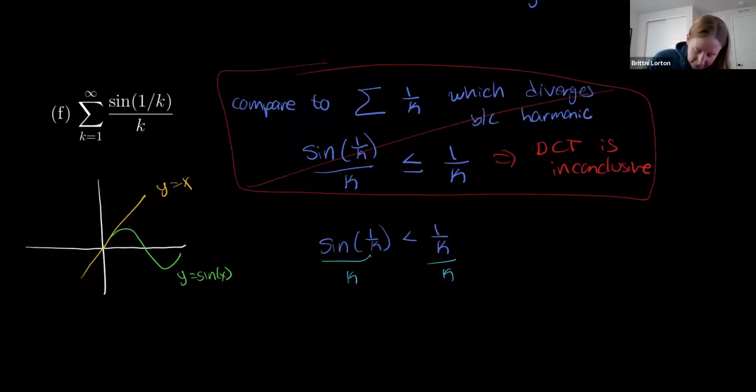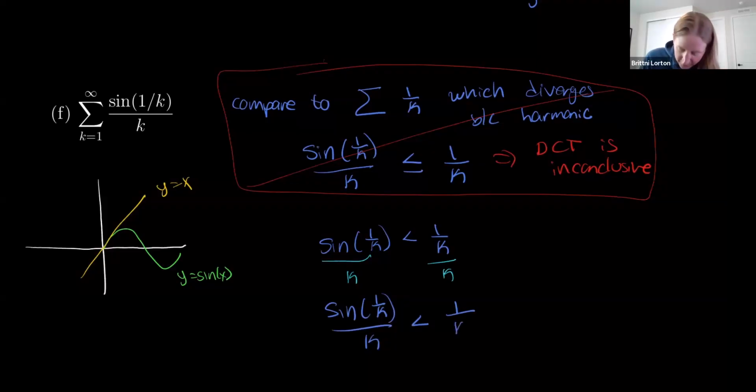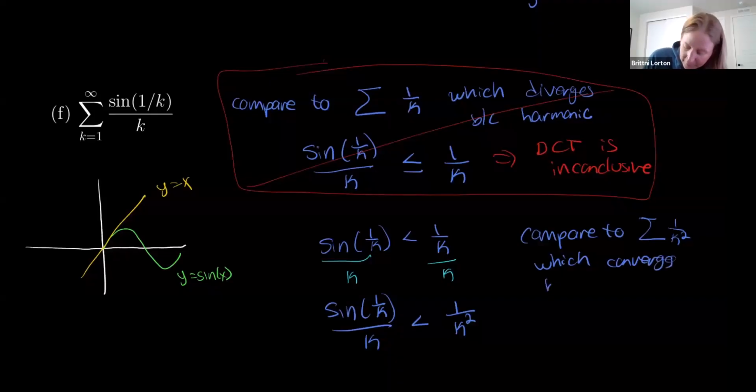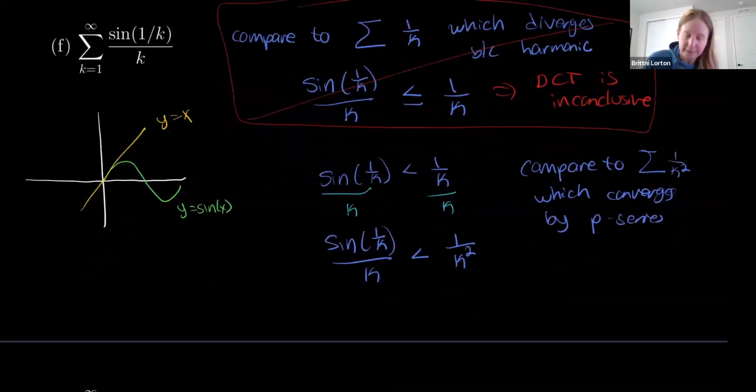Okay, so then I'm going to rewrite this. So now I have sine of 1 over k is smaller than 1 over k, which is 1 over k squared. And so this is a better comparison. So now I've decided to compare to the sum of 1 over k squared, and that one converges by the p-series test. Not only does it converge, I've already got my direct comparison here. My series in question is smaller than a convergent series.